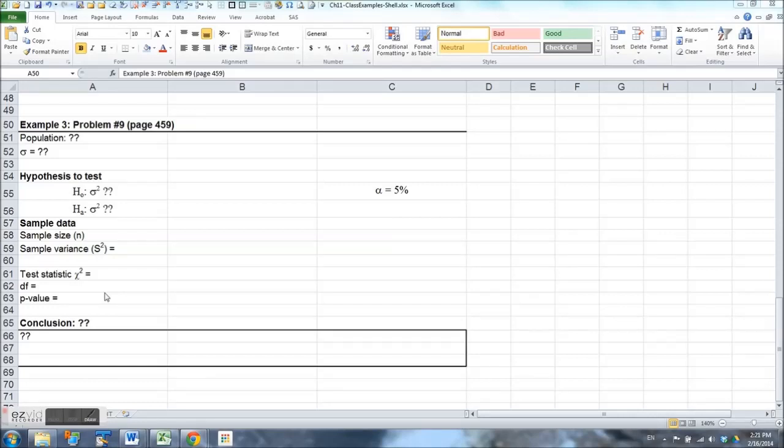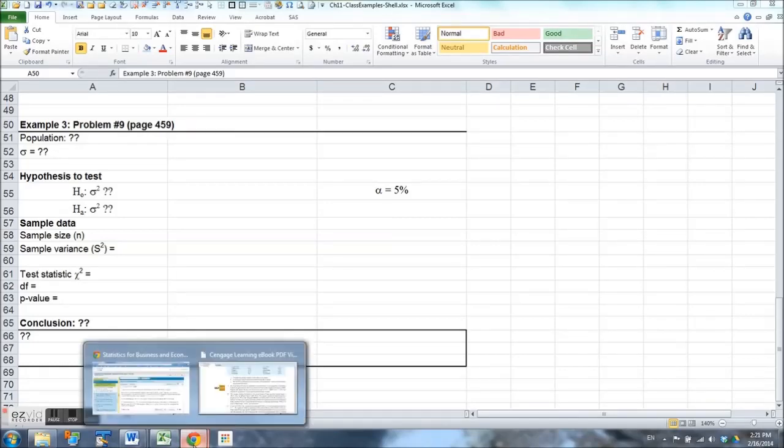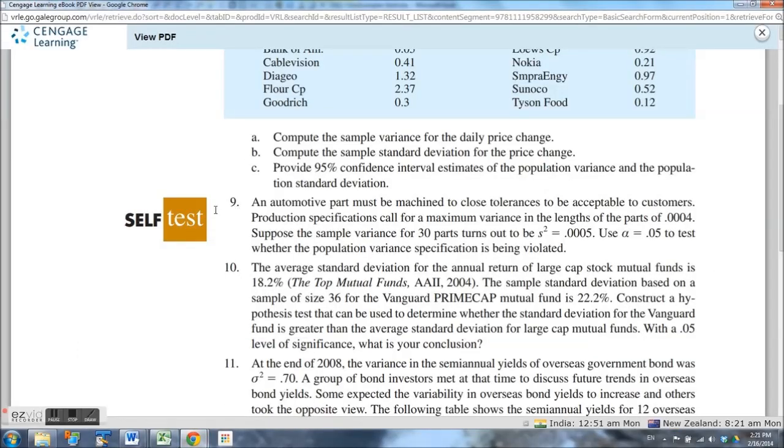Okay, in this video we're going to look at another example of hypothesis testing for population variance. So this one is problem number 9 from your textbook on page 459. So let's look at that problem. Page 459, problem number 9.